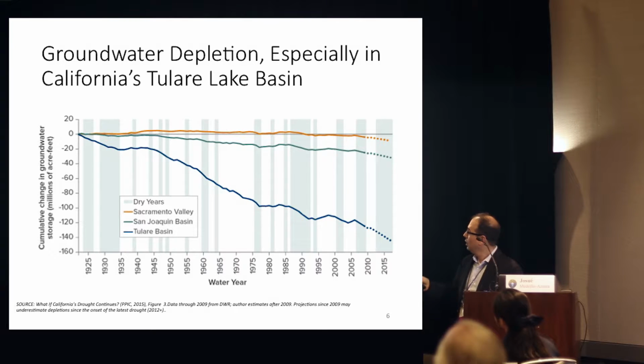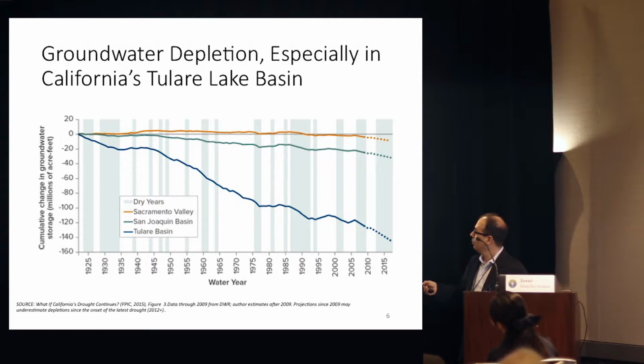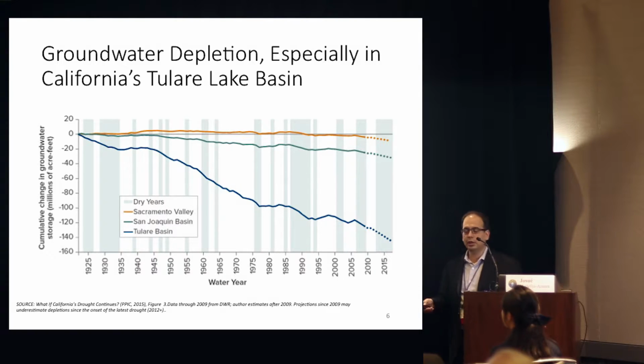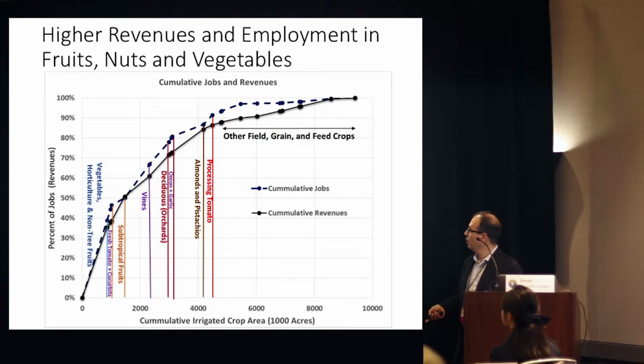As a result, we have some ongoing depletion in many of the basins in the Central Valley. So this is the Sacramento Valley, this is the San Joaquin Valley, and this is the Tulare Lake Basin, again, an area that relies a lot on imports, has very low precipitation, and relies heavily on groundwater.